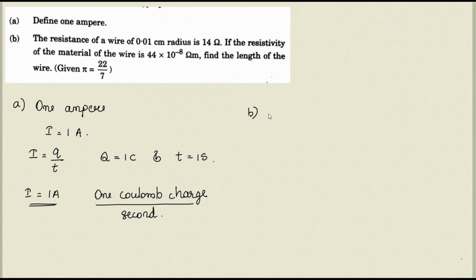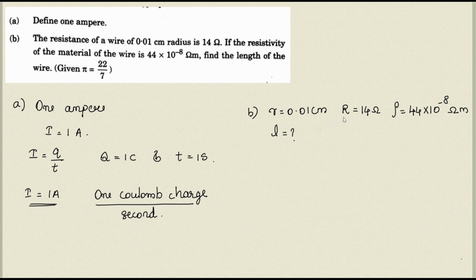So in the next part of the question, it is given: the radius of a wire is 0.01 centimeter, its resistance is 14 omega, and its resistivity is also given. Rho is equal to 44 into 10 raised to minus 8 omega meter. They have asked to find the length of the wire. So L we have to find, and we can take pi as 22 by 7 for easy calculation.